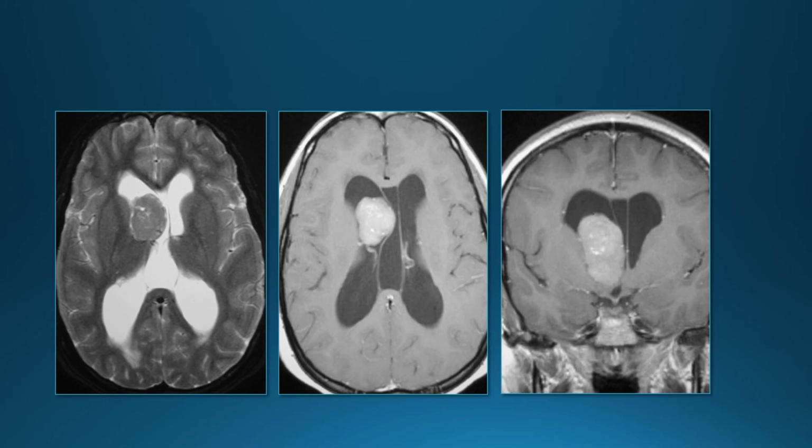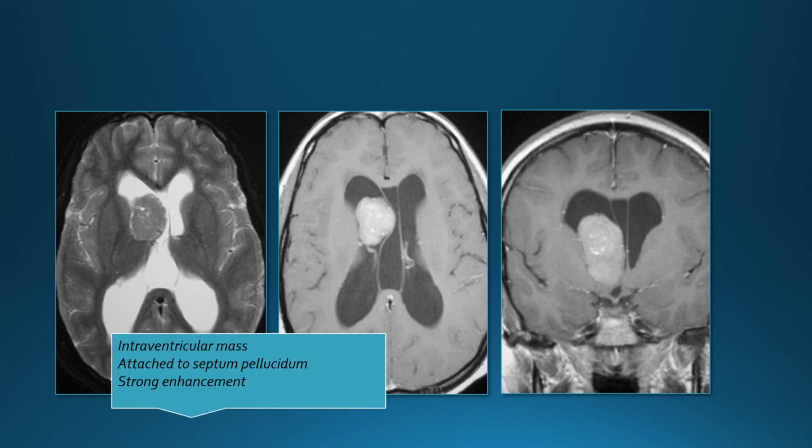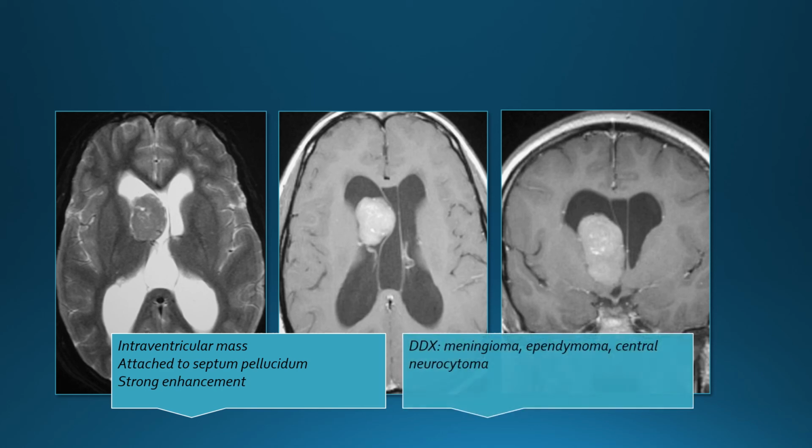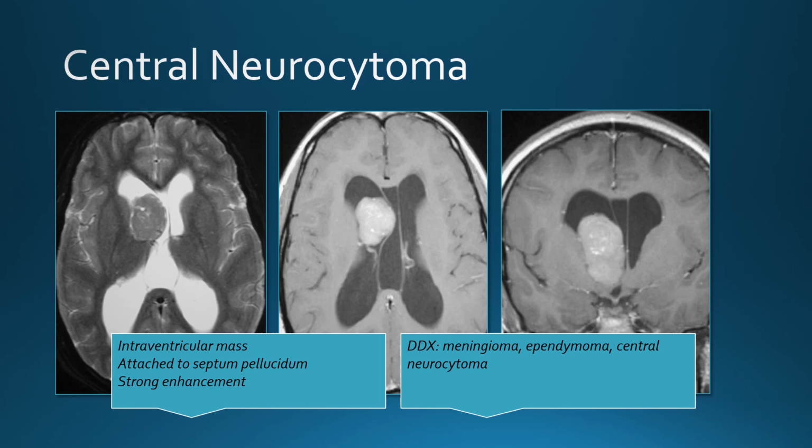T2 and post-contrast T1 weighted images. We see a mass in the ventricle. It's attached to the septum pellucidum. Lots of enhancement. Our differential here would be meningioma, ependymoma, and central neurocytoma. This is a central neurocytoma.